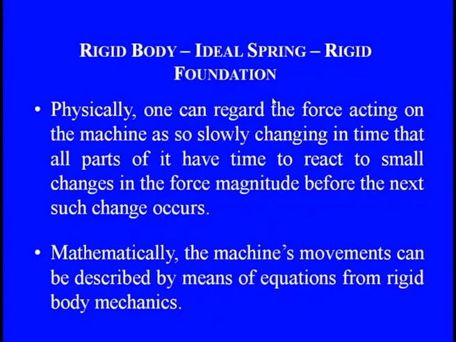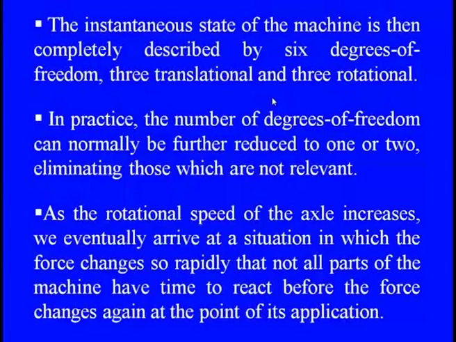But in terms of mathematics, we can say that the machine movement can be described by means of the equations of rigid body movements. And the instantaneous state of the machine can be described using 6 degrees, because we are always assuming Cartesian coordinates, x, y, z, which show the translational motion. And when the machine is also rotating, because of the rotating elements, we can describe it using 3 rotational. So a total of 6 degrees is sufficient to describe the motion of the machine or the components within the machine.